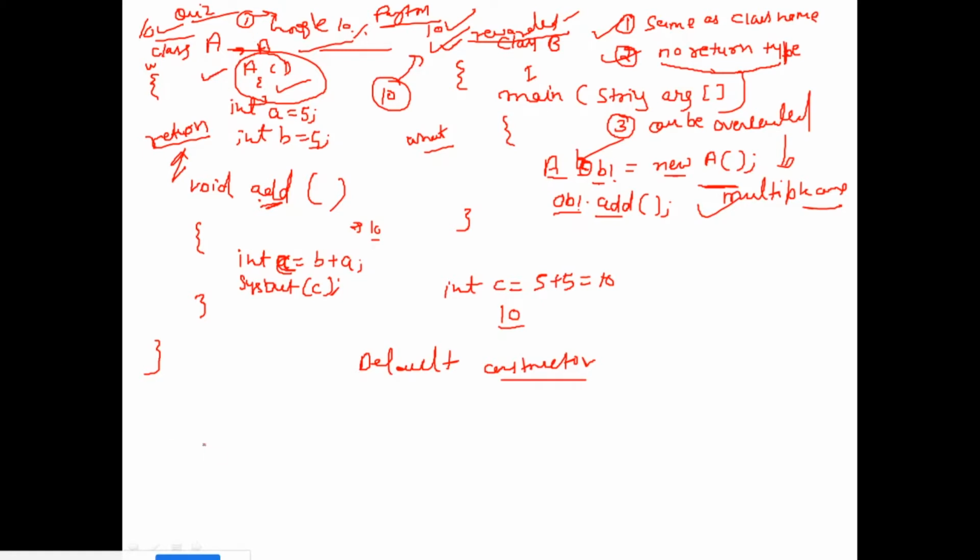So suppose there is a class B, so automatically there is a default constructor present for that class. Constructor doesn't have any return type. Constructor can have any number of arguments. Constructor can be overloaded, right?